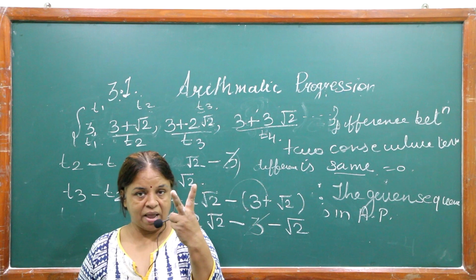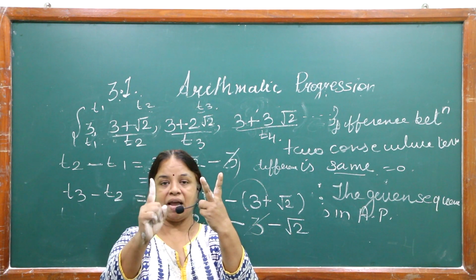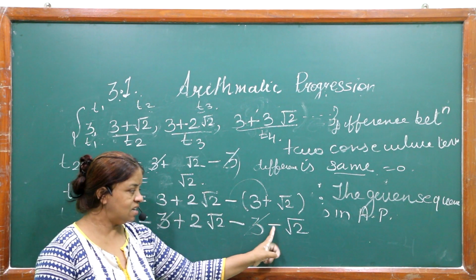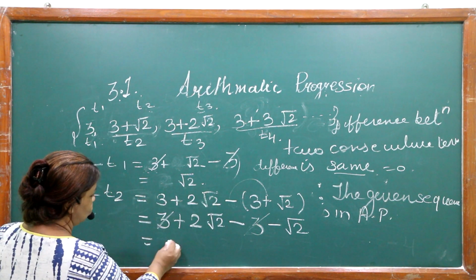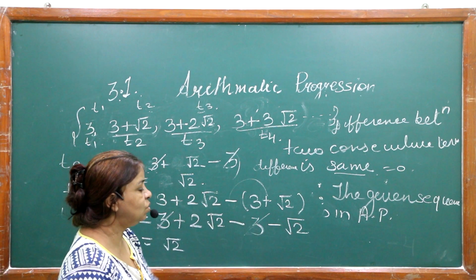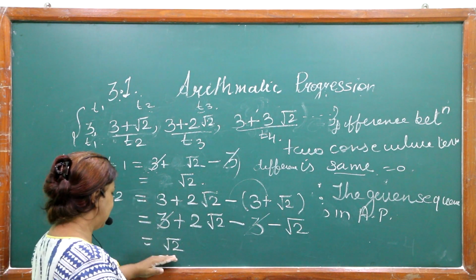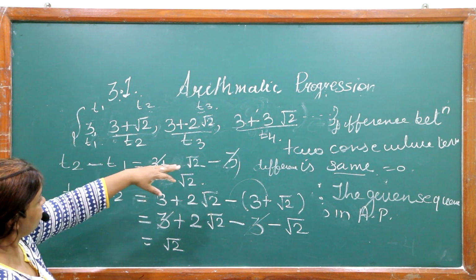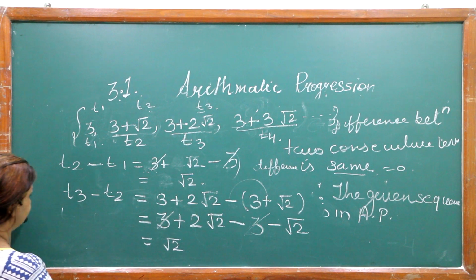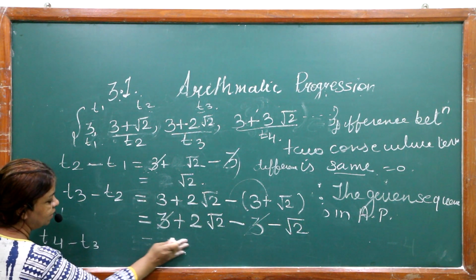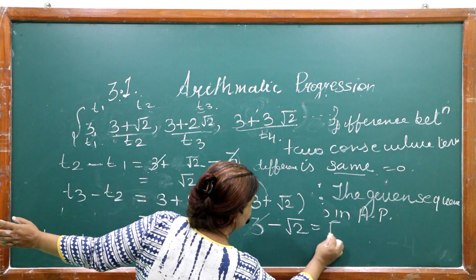That means 2 mangoes minus 1 mango. So you get root 2. 2 root 2 minus root 2 is 1 root 2. That is root 2. Now the next one is T4 minus T3. Let me write this here, root 2.